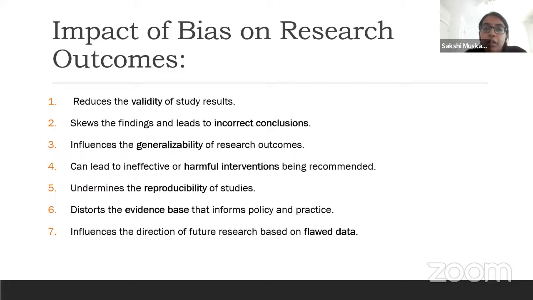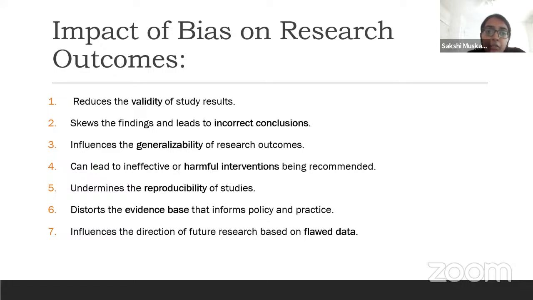So the first impact of bias is that it will reduce the validity of the results we obtain. Second, it will skew the findings and lead to incorrect conclusions. For example, if a pharma company is trying to make a drug and there is some bias going on, and it goes through all 4 stages of research studies, into post-marketing surveillance and eventually into the market, that might cause a huge problem in the health sector, as we can imagine. That's why we need to know on a regular basis how to control these factors.